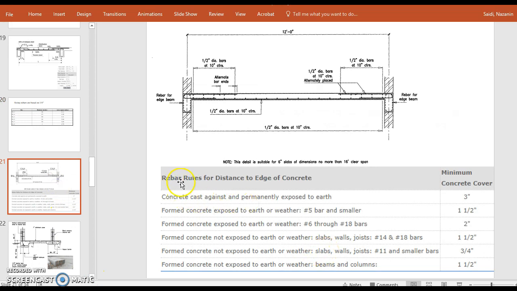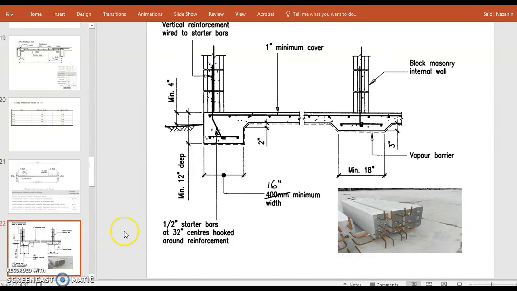Now this table I like to make reference to is rebar rules for distance to the edge of the concrete. So the general rule that I like you to remember is if you're using an 8-inch slab, 3 inches to the bottom of it. If you're using a 6-inch slab, 1.5 inches. But you have to think about these issues, which have to do with minimum and maximum size of the rebars, and conditions in terms of exposure to the earth, exposure to movement, exposure to other structures. All of that plays into the rule.